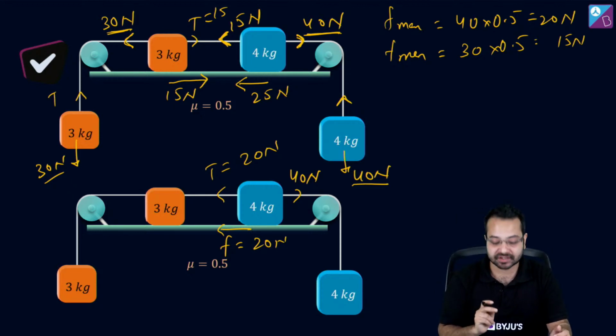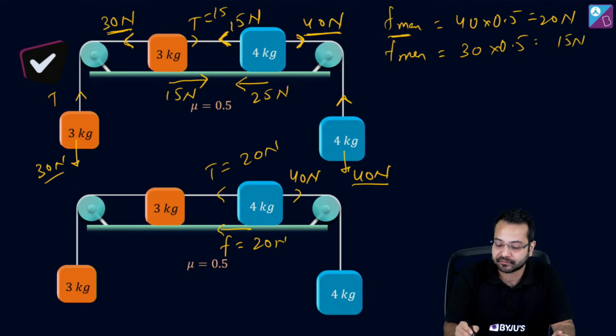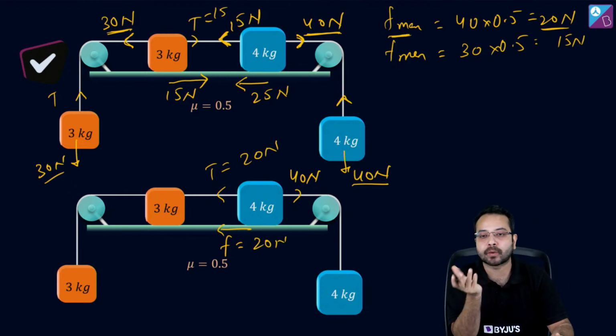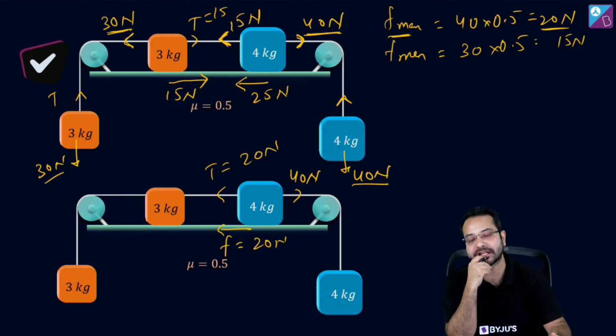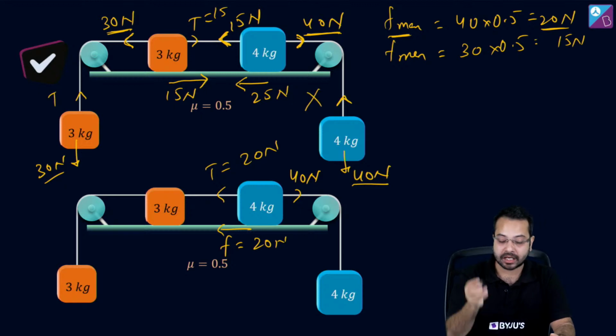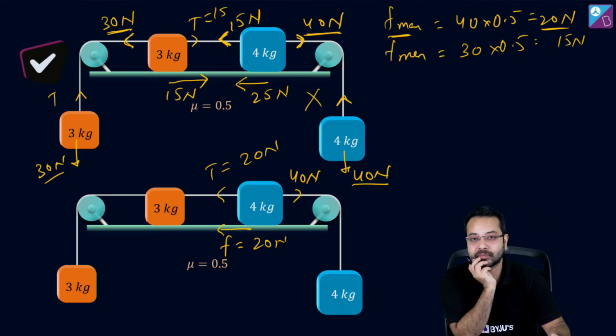Which force is this? This is friction. But what is the maximum value of friction? The maximum value of friction is 20 Newton. So the friction on the 4 kg block cannot exceed 20 Newton. So this is going to be the wrong choice. This situation cannot be true.